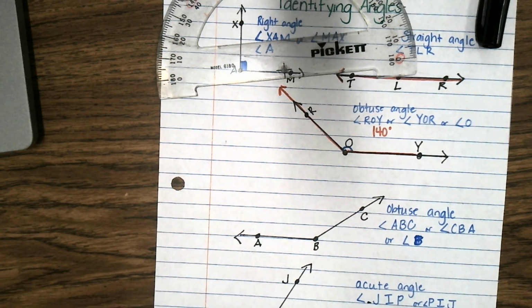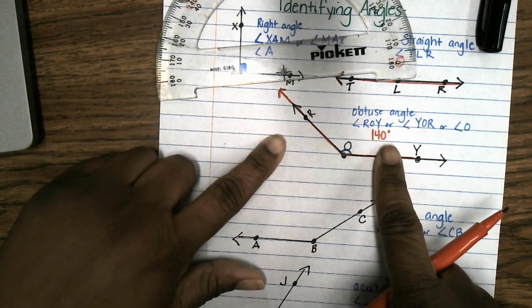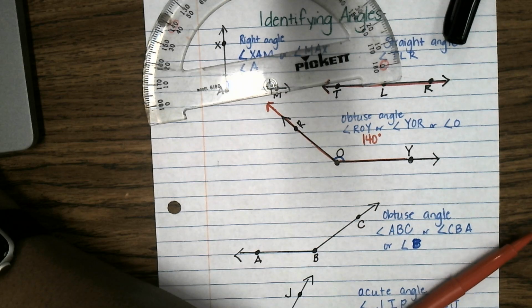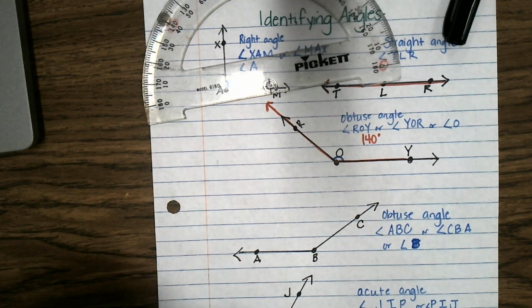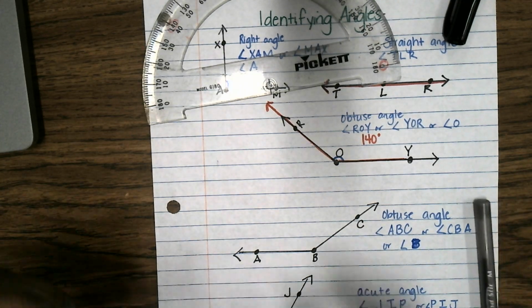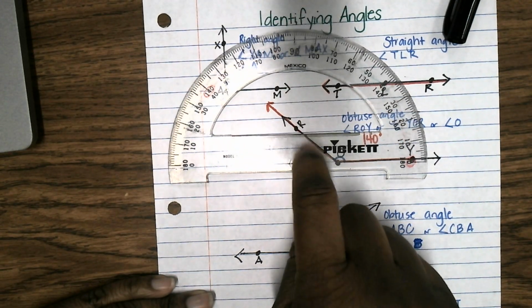140 degrees. Okay? And we all know that 140 degrees is greater than 90. And that is why we call it an obtuse angle. So once again, where we started was, we didn't start right away measuring this.